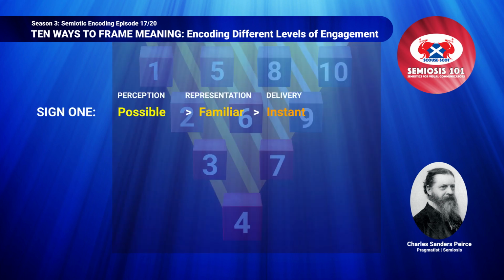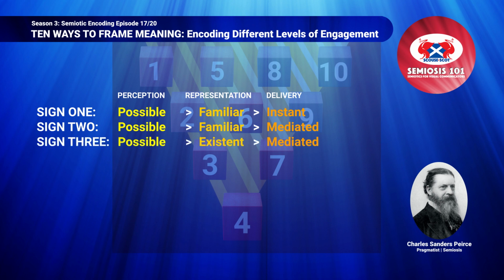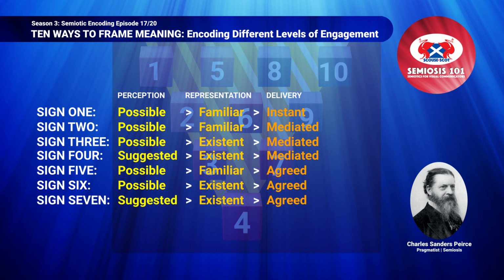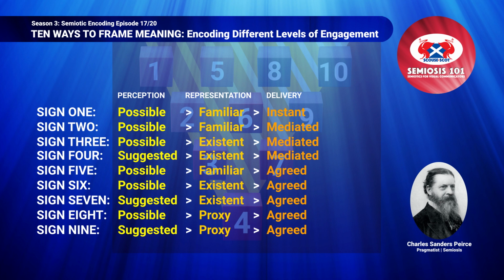Sign 1, possible familiar instant. Sign 2, possible familiar mediators. Sign 3, possible existent mediators. Sign 4, suggested existent mediators. Sign 5, possible familiar agreed. Sign 6, possible existent agreed. Sign 7, suggested existent agreed. Sign 8, possible proxy agreed. Sign 9, suggested proxy agreed. And sign 10, resolved proxy agreed.